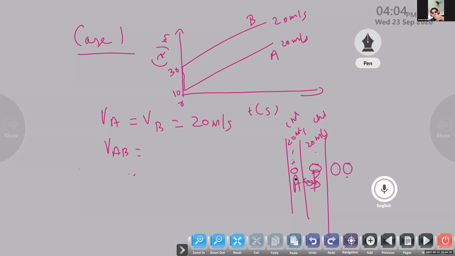VA plus VB. A minus VB. Relative velocity of A with respect to B. What is the equation we have just written? The symbol, what is that? VAB. VAB means VA minus VB. That's the one.